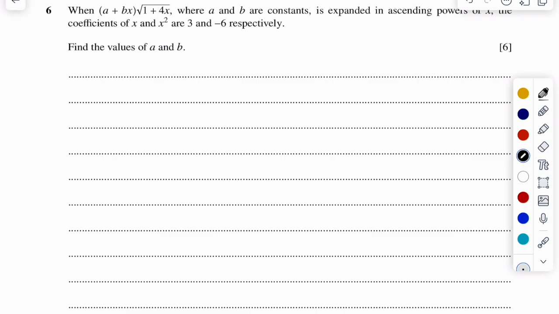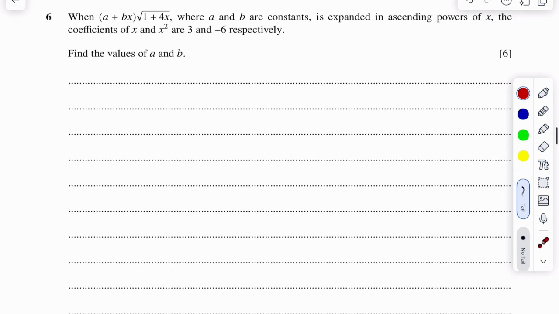Alright guys, for number 6, we're given the following question. It says, (a plus bx) times root (1 plus 4x), where a and b are constants, when that's expanded in ascending powers of x, the coefficients of x and x squared respectively are 3 and negative 6. It wants us to find the values of a and b. How do we do that?